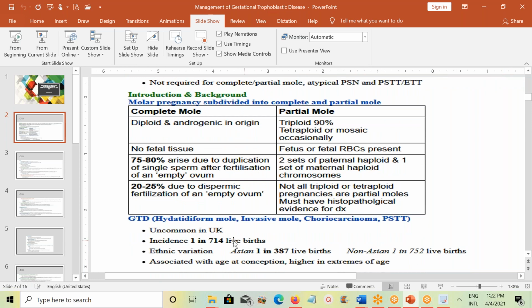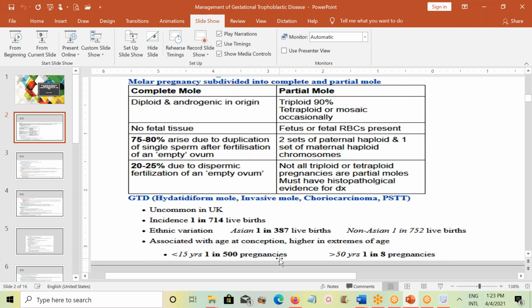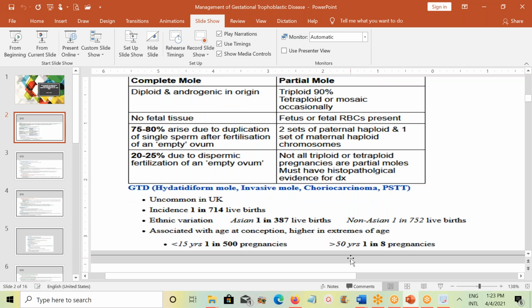They are very keen on asking about the incidence. It is uncommon in the UK, seen in 1 in 714 live births, and the incidence is higher in Asians, about 1 in 387 live births. In non-Asians, the new guideline says 1 in 752 live births. It is associated with the age at conception and is higher at the extremes of age. If the age is less than 15 years, the incidence is 1 in 500 pregnancies. If the age is more than 50 years, the incidence is 1 in 8 pregnancies. That's why it is very important.